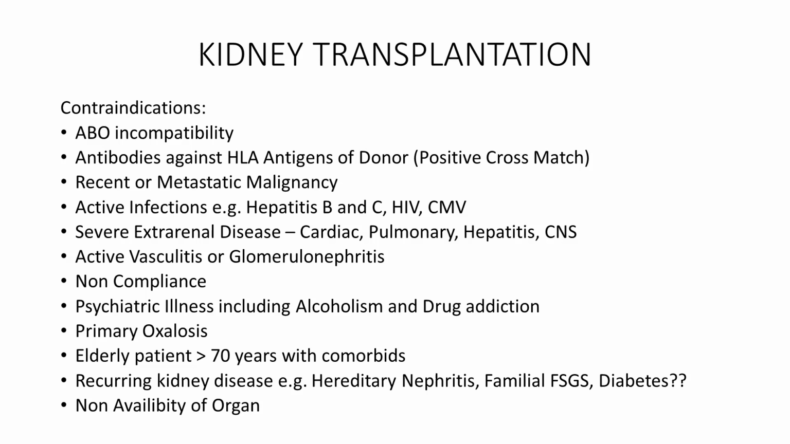Recurring kidney disease: hereditary nephritis, familial FSGS, some say diabetes also. But you see, if somebody has familial focal segmental glomerulosclerosis, and you transplant a kidney into that patient, those things which are causing FSGS will again cause FSGS in the same kidney. It is also called de novo appearance in the kidney. And non-availability, this is the main hurdle and is a sort of contraindication. If you are unable to procure an organ, then it's a contraindication for kidney transplant. बगैर organ के तो transplant नहीं कर सकते हैं.